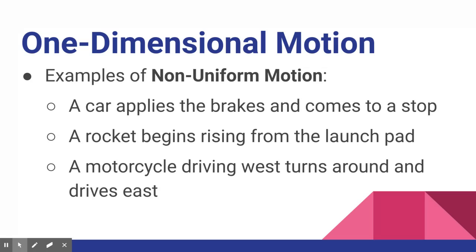And then a motorcycle driving west turns around and drives east. So here, as far as we can tell, there's a change in direction, or at least just direction. It doesn't exactly tell us if there's a change in speed. Maybe he was going 5 meters per second or maybe 2 meters per second, so he was going pretty slow. He was able to turn really quick without really changing his speed. But he still changed directions, and because he changed directions, that is non-uniform motion. So here are some examples of what non-uniform motion looks like and what uniform motion looks like.